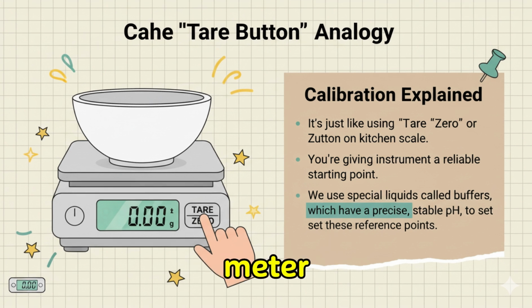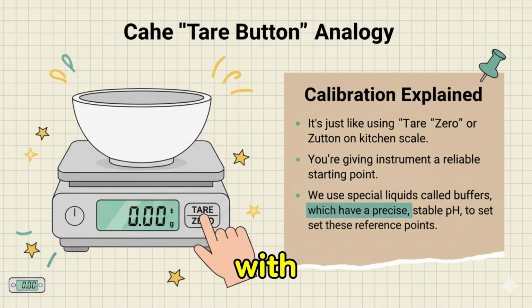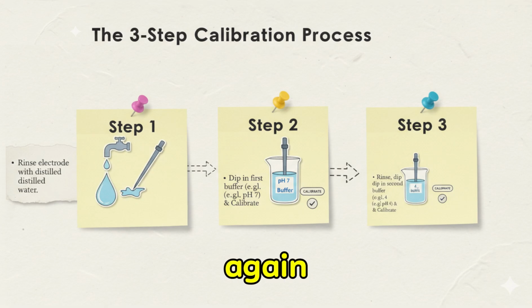Calibrating a pH meter is the exact same idea. We use special liquids called buffers, which have a precise, stable pH that we know for a fact. We dip the meter in a buffer with a pH of exactly 7, and we tell the meter, this is what a perfect 7 feels like. Then we do it again with a buffer of pH 4. Now the meter has 2 reliable reference points.